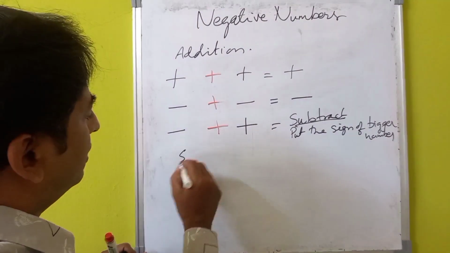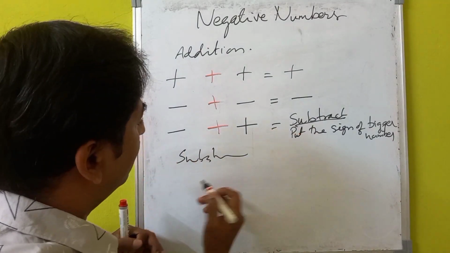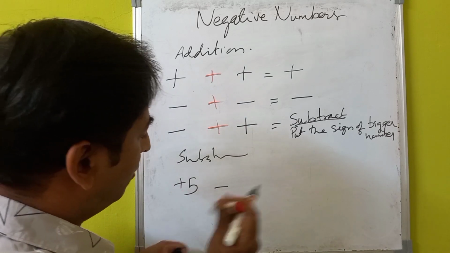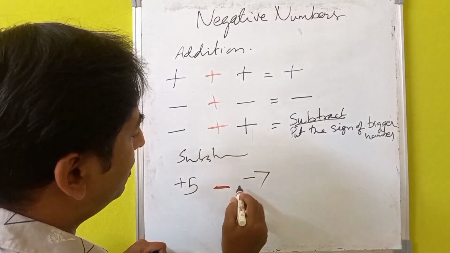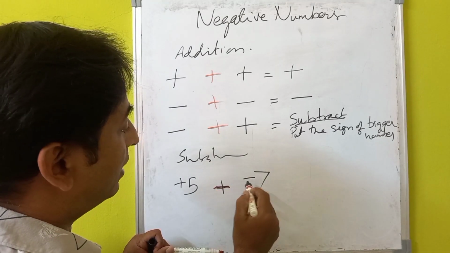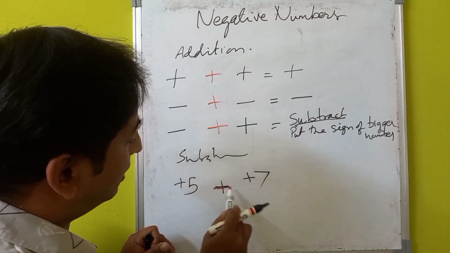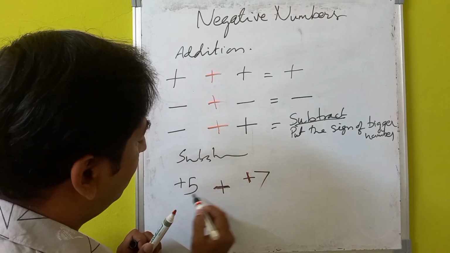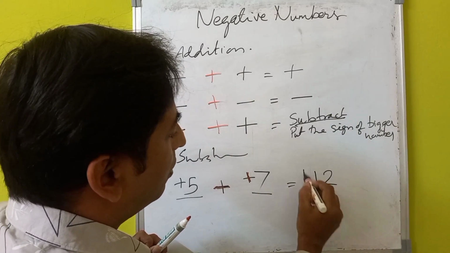When it comes to subtraction, we use the same rule by changing the subtraction into addition. Let us assume positive 5 minus negative 7. We change the operation into addition by reversing the sign of the number which is to be subtracted. So the subtraction changes to addition by changing the sign of the number to be subtracted. Now you can see we have two positive numbers to be added. So this rule applies and we get 12, which is positive.